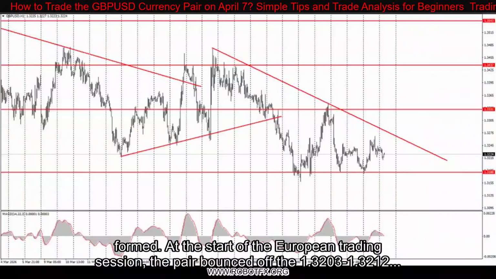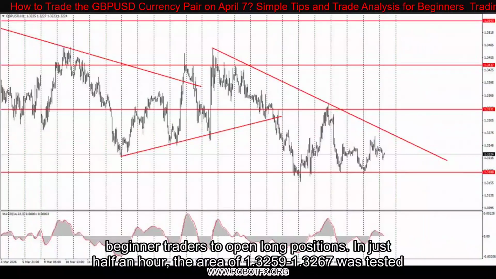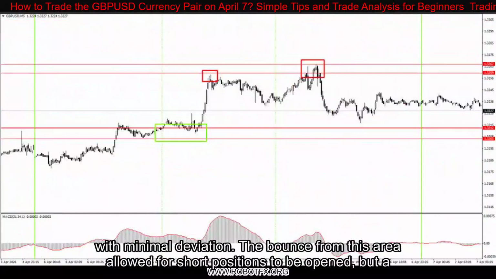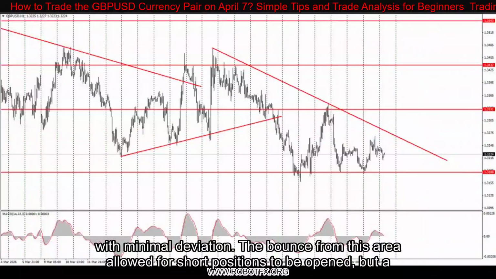5M chart of the GBPUSD pair. On the 5-minute time frame on Monday, 3 trading signals were formed. At the start of the European trading session, the pair bounced off the 1.3203-1.3212 range, allowing beginner traders to open long positions.